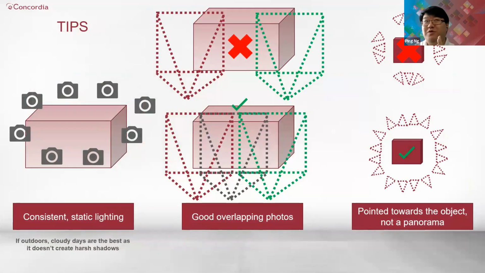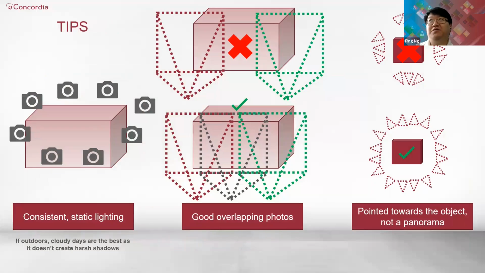A few quick tips of how to do it: one important thing to consider is consistent, static lighting. If you're photographing something, you have to make sure that the lighting doesn't shift from picture to picture, because that can mess up your model.